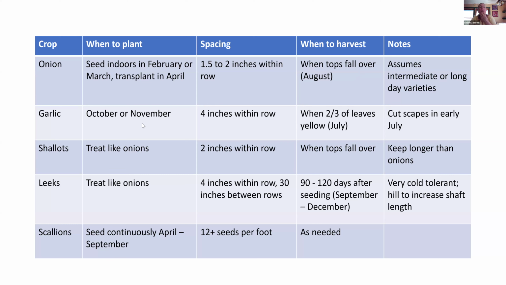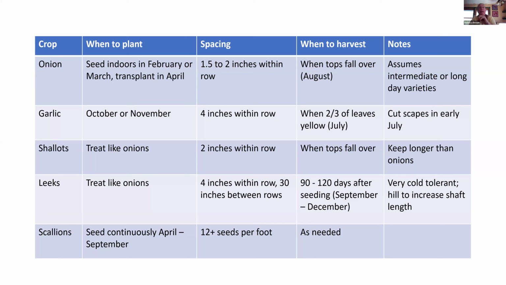For garlic, we usually plant in October or November. You want 4 inches apart within the row, and you want to harvest when 2/3 of the leaves turn yellow, which is usually sometime in July. If you're growing hardneck garlic, which is the most common here in New England, you also want to cut your scapes in July. There's 2 reasons to cut your scapes. One is that you can sell them. The other is that you want the garlic plant to put all its energy into the bulb and not into developing little teeny tiny bulbils in the scape.